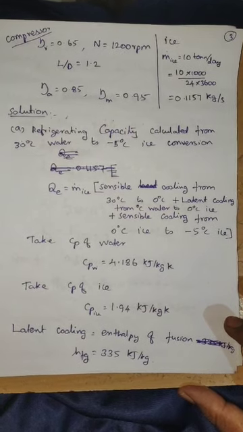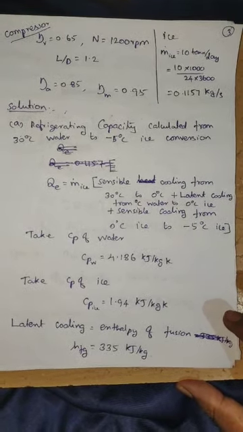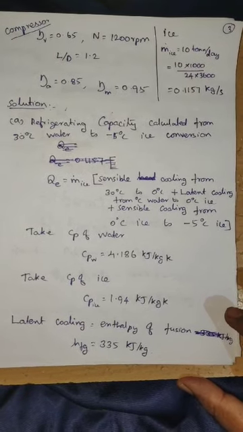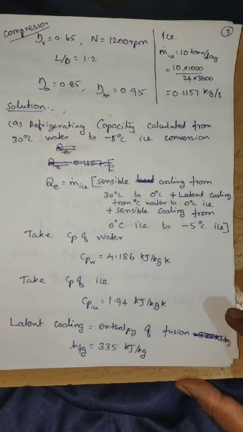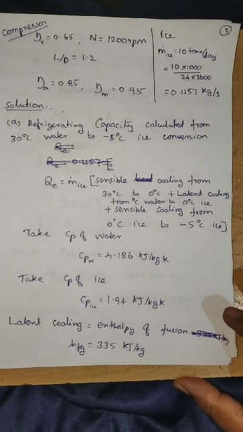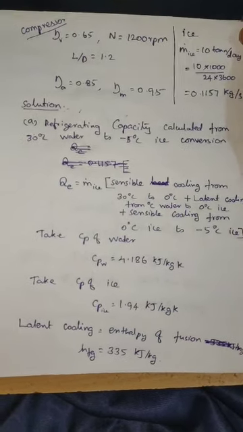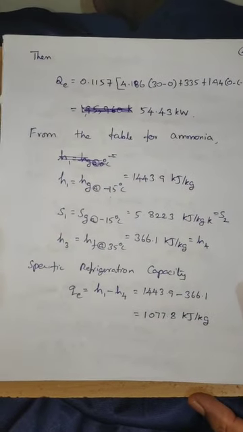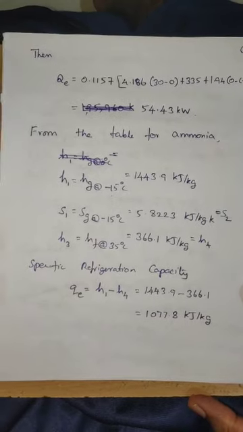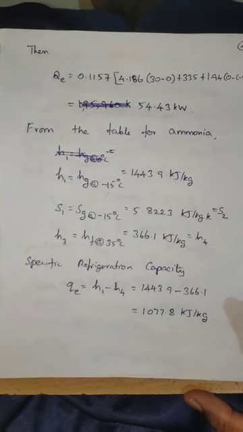Then the assumed values are: Cp of water is equal to 4.186 and Cp of ice is equal to 1.94 kJ per kg Kelvin, and latent heat, nothing but the enthalpy of fusion, is equal to 335 kilojoules per kg. Those are the constant values for water. Then substitute all values and calculate the refrigeration capacity, which is equal to 54.43 kilowatts.